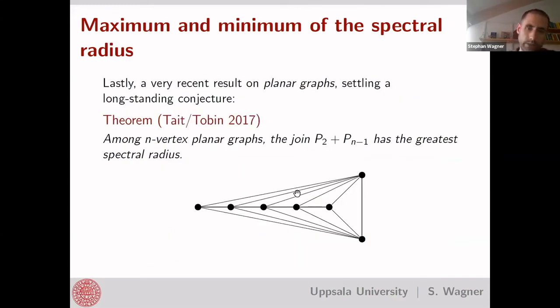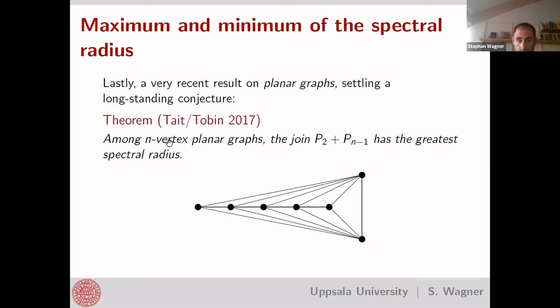The very last result I would like to mention is fairly recent, and it had been open for a long time before that. So several decades, I think it was an open conjecture that in planar graphs, the greatest spectral radius is obtained for this graph, the join of a P2 and the P_{n-1}. So you take a path with n-1 vertices and a path with 2 vertices, and you add all the possible edges between them. So that's the join. And it turns out that among planar graphs, this has the greatest spectral radius.